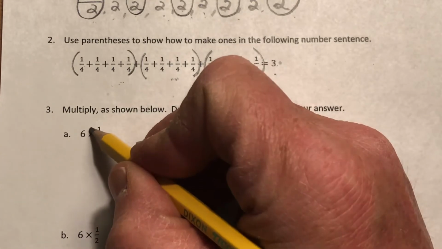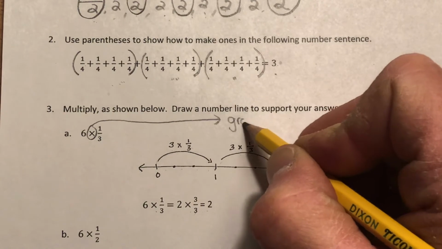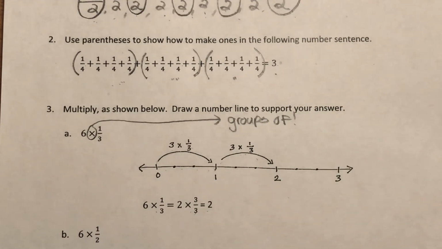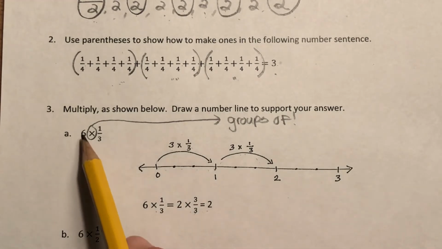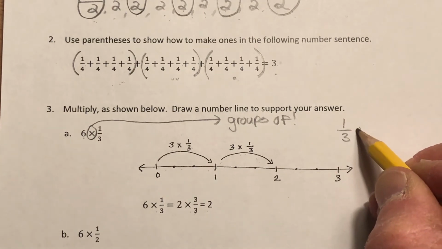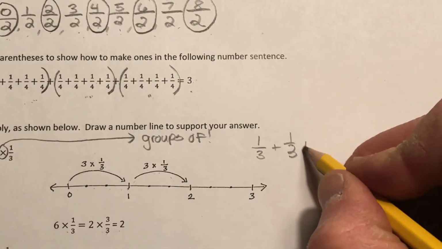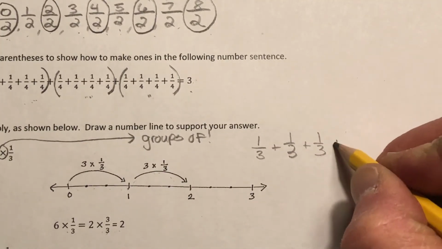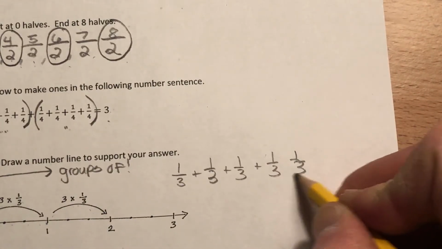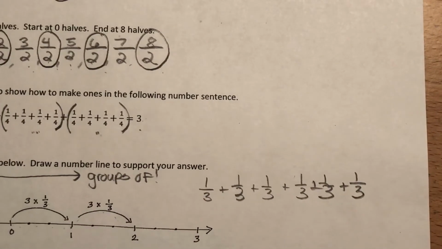So if you know that the multiplication sign can stand for groups of, right? And it also can be repeated addition. So if I have 6 groups of 1/3, what does that look like? It looks like this. Repeated addition. So there's 6 groups of 1/3.